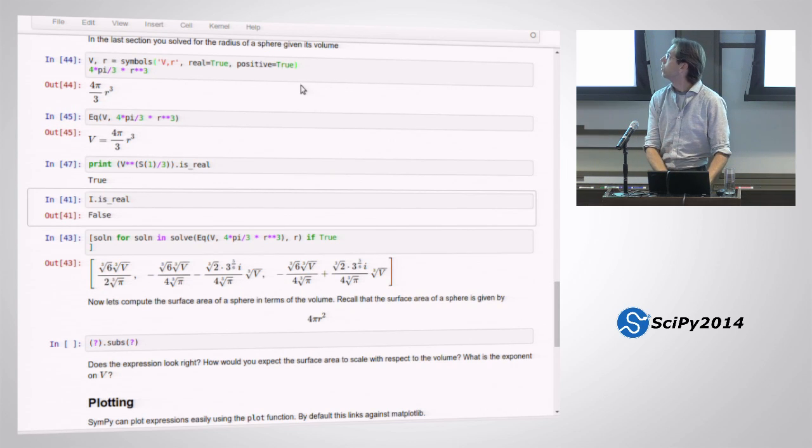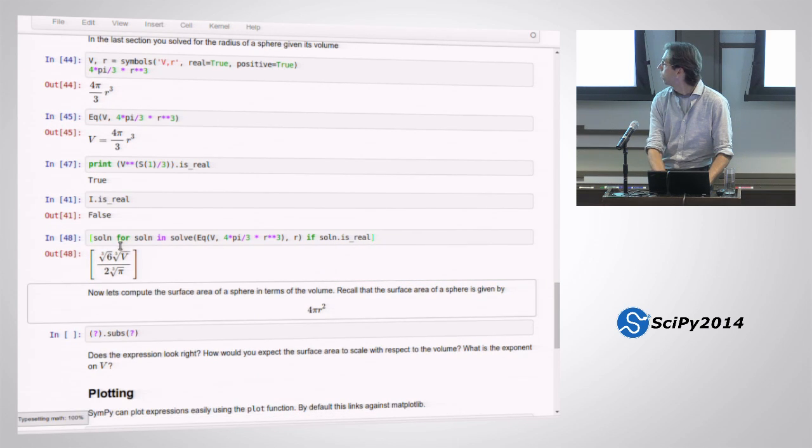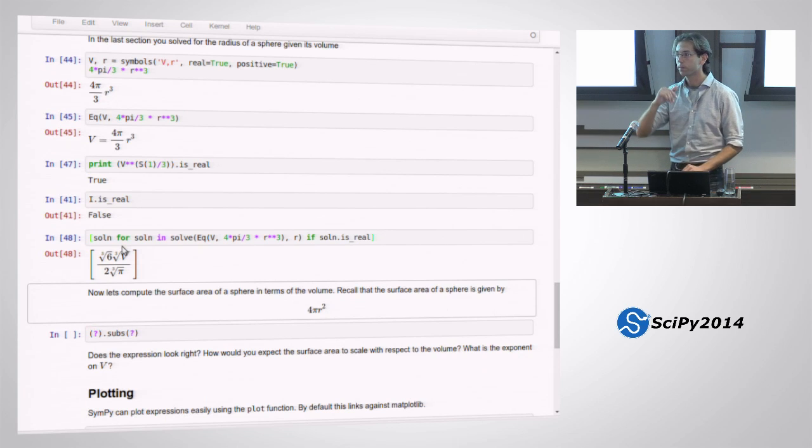Yeah. So here we can add extra information. We can tell SymPy that, hey, v is positive as well as v is real. And then we print out here, and it's able to infer that this expression is real. And so when we do this, hopefully we get out our one real solution.